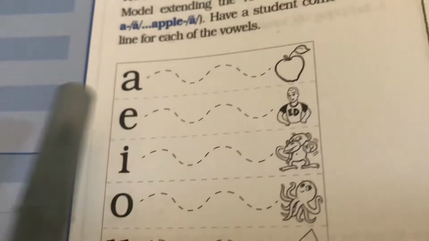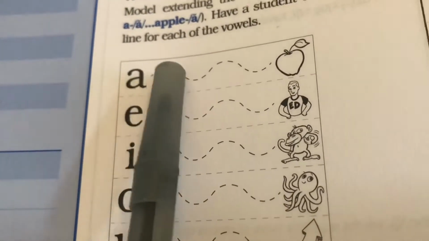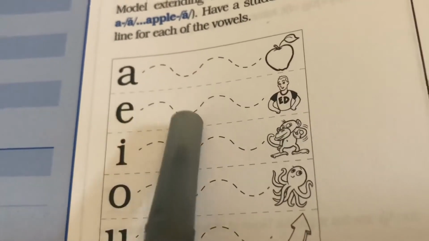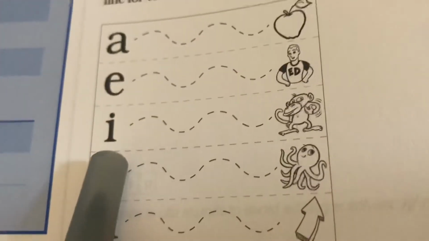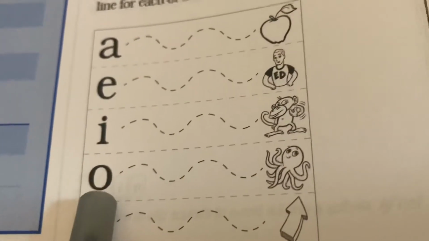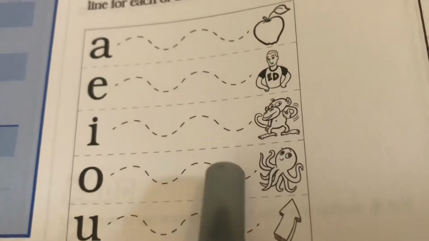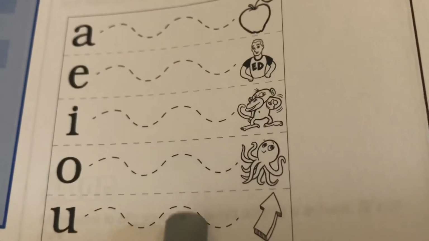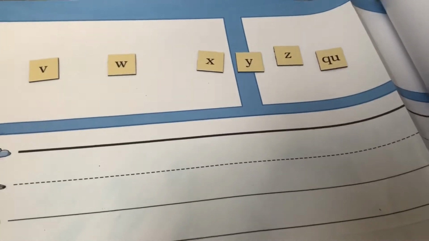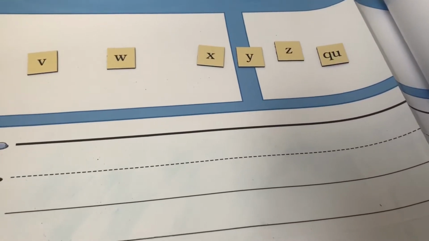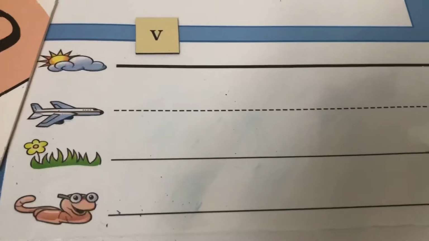Let's review our vowels. A, apple. E, ed. I, itch. O, octopus. U, up. We are going to review how to write our letters V, W, X, Y, Z, and Q.